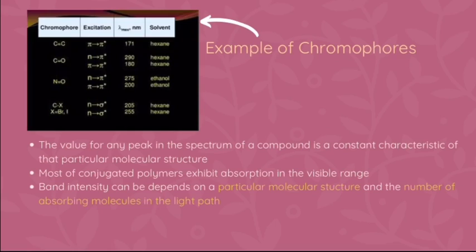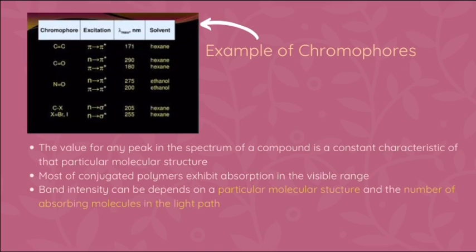So the value of any peak in the spectrum of a compound is a constant characteristic of that particular molecular structure. Most conjugated polymers will exhibit absorption in the visible range, and band intensity depends on two factors. Firstly, the particular molecular structure, and secondly, the number of absorbing molecules in the light path.